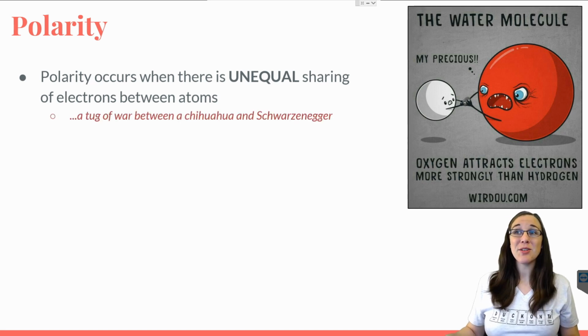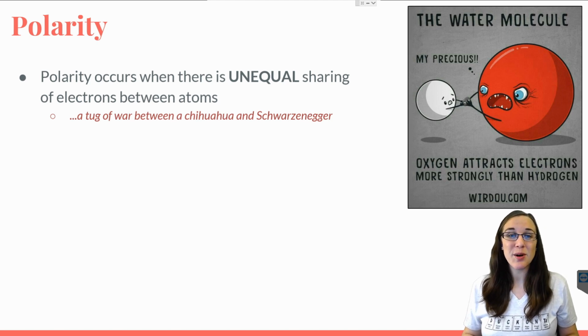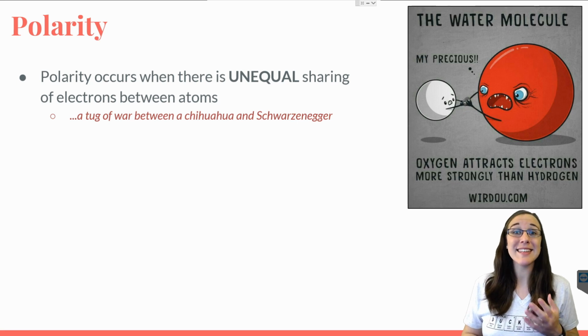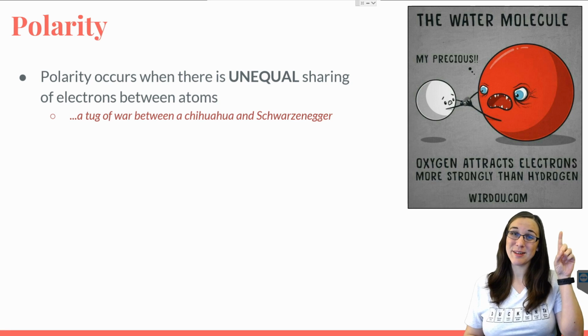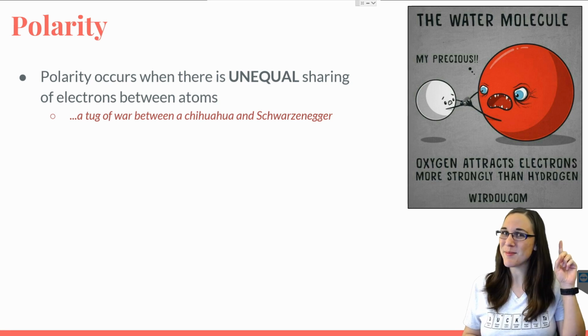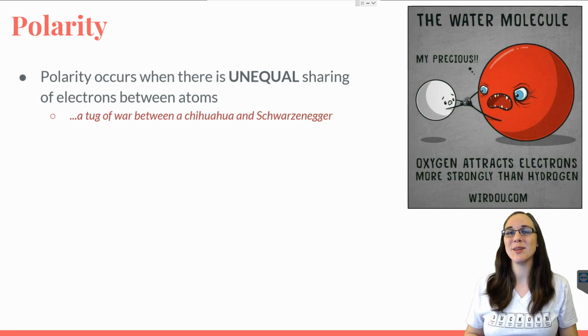For hydrogen. You can also think of this from a previous lesson where we were talking about the tug of war between a Chihuahua and Arnold Schwarzenegger. This is the exact thing we were referring to in the lesson that comes up right there on the little info card if you're interested in learning about the tug of war between Chihuahuas and Schwarzenegger.